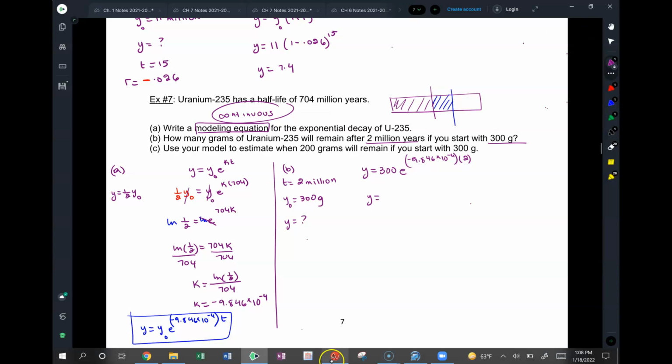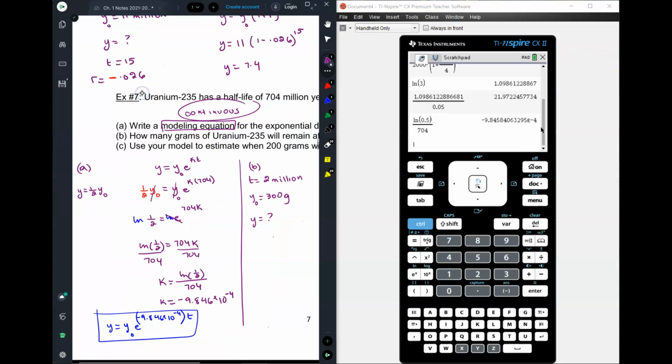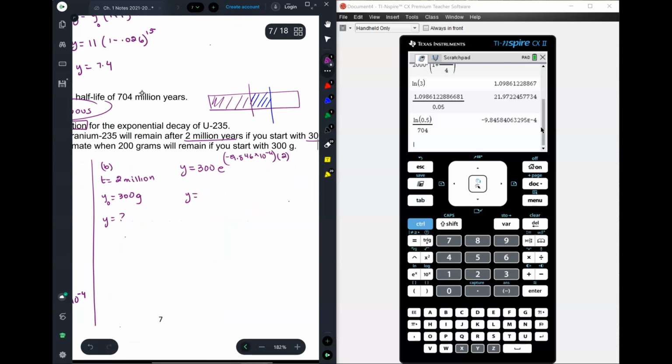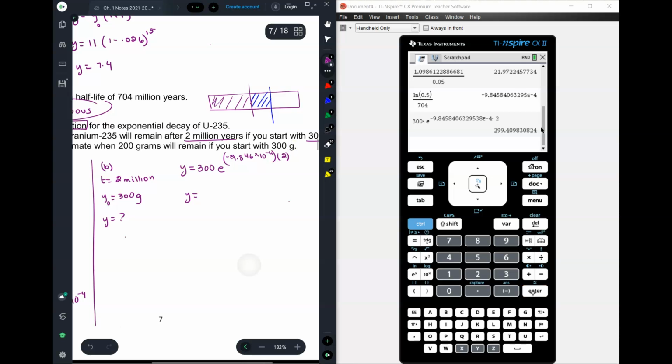All right, so let's go in here. Here's what we're going to do. So we're going to do 300 e to the power of, okay, I'm not going to put in that number again. So I'm just going to do answer, control that negative symbol, answer times 2. So to bring back the previous number. And here I get 299.41.